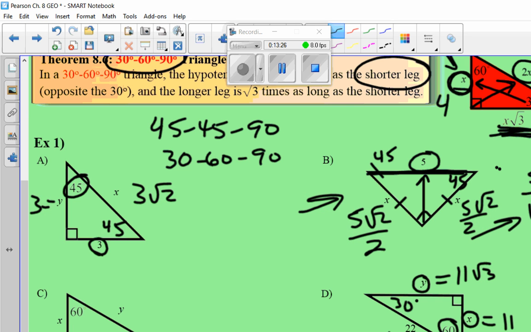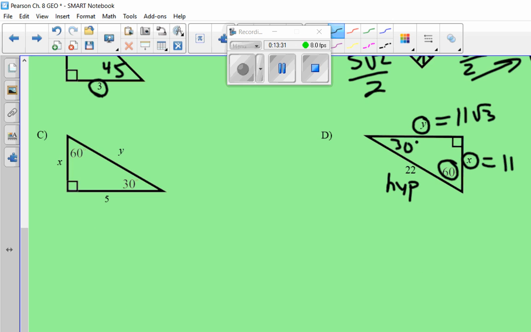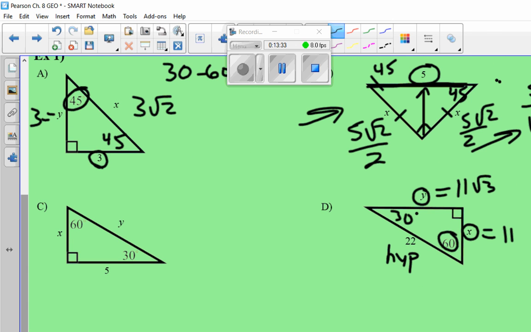Okay. Let's look at C. C is pretty similar to B, where I'm going to have to work a little bit backwards. I can tell this is a 30, 60, 90 triangle. I can tell that this is the short leg, so it's X, and I need to find it. I'm going to understand that this is the longer leg and that this is the hypotenuse. Okay. So sometimes you start by naming the sides or understanding different things so you can understand how to proceed. All right.